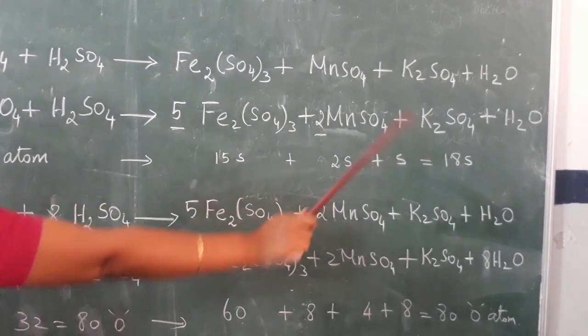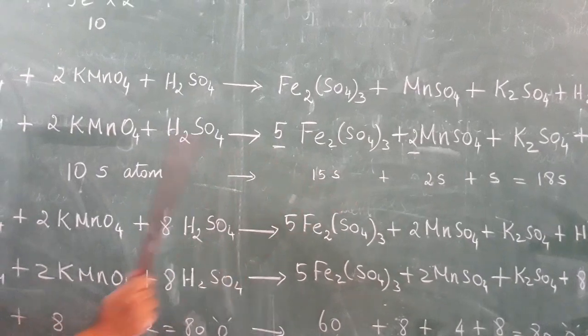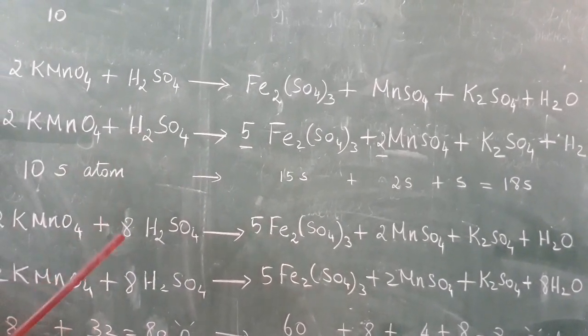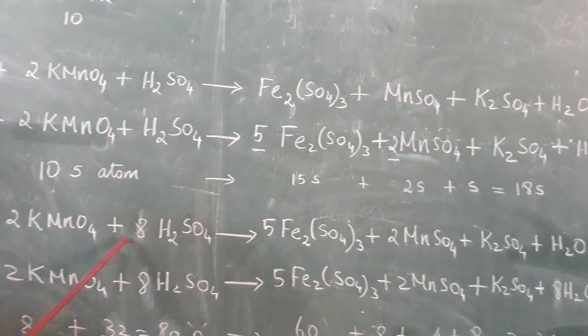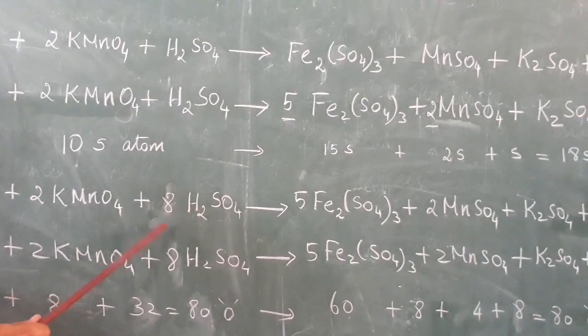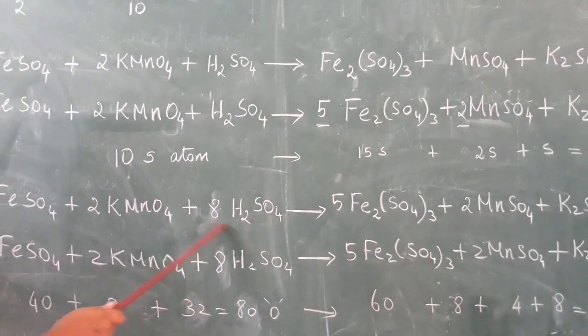Adding these three we get 18 sulfur. So what is the difference between these two, reactant and product side? It means 8 sulfur. To balance this 8 sulfur, I put 8 here in front of the sulfuric acid. Next we have to balance this hydrogen.